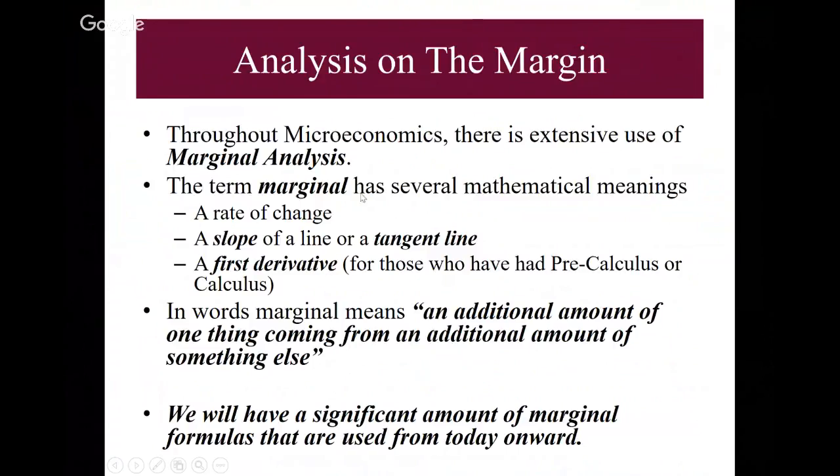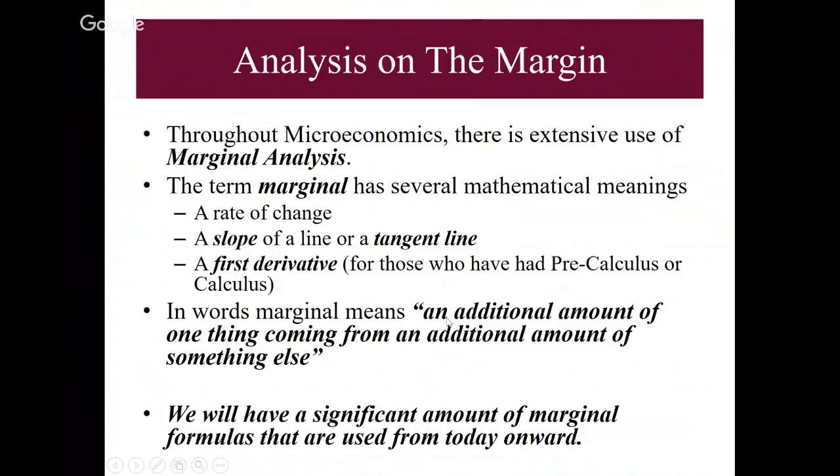The term marginal has several meanings. It can mean a rate of change. It can mean the slope of the line or a slope of a tangent line. And for those who've had pre-calculus or calculus, a first derivative. For those of you who don't know what that is, a first derivative of a function is able to find the instantaneous slope of a curve at a single point or the slope of a line that is tangent to a curve at a point. The word tangent means the line and the curve touch each other. It's similar to an intersection, except the curve arcs away from the line and never crosses the line, but they have that one point in common.